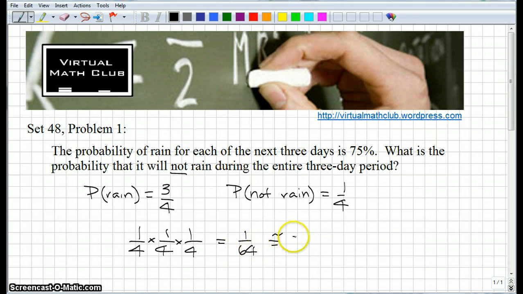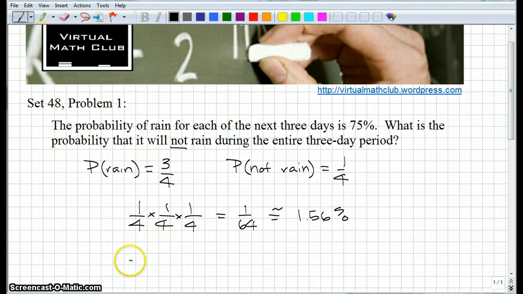Or if you want to convert that to a percentage, it's about 1.56%. So a pretty small chance that it will not rain, given that there's a 25% chance on each day, but that combined probability is only about 1.5%. So that's kind of interesting. If you're not that familiar with how probability works, you may be wondering why you can multiply these together. So let me give you a little more detail on that.